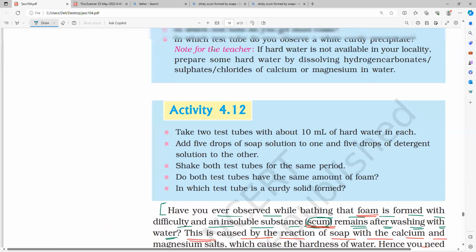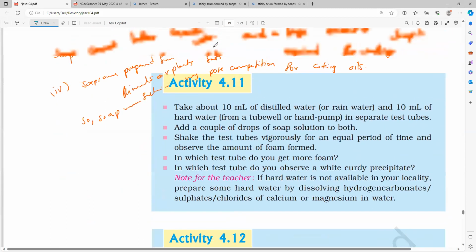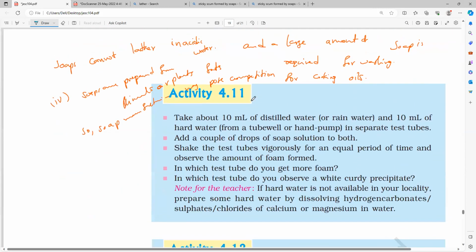Now we are going to start the activities. Activity number 1, 4.11. Everybody take your book and proceed. Very important, most important conclusions here.